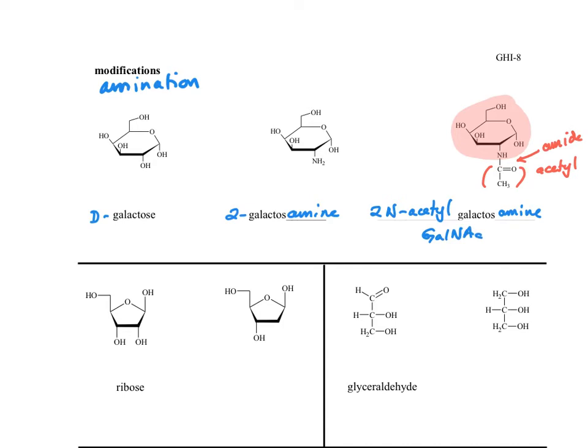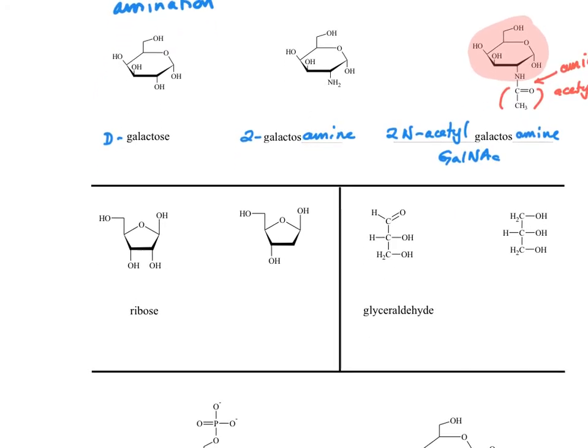GAL-NAC for N-acetyl galactosamine. Sugars like this, GAL-NAC or N-acetyl glucosamine, they're often used in your body in places like the joints, and they help make the joints lubricated and more flexible. And that's why sometimes people take supplements of glucosamine or galactosamine to help their joints. So that's amination. Let's move on to the next type.